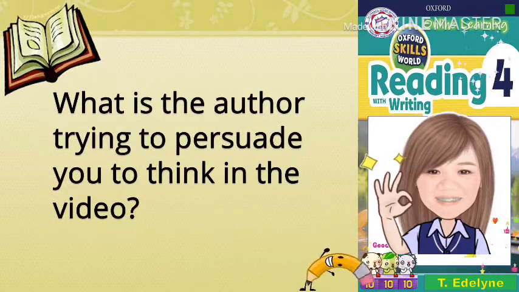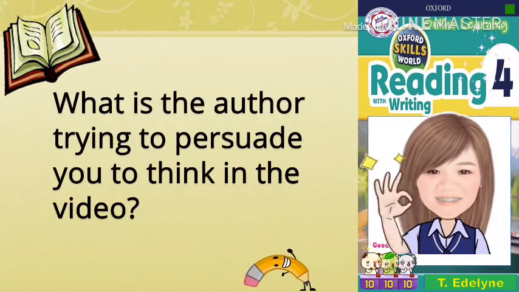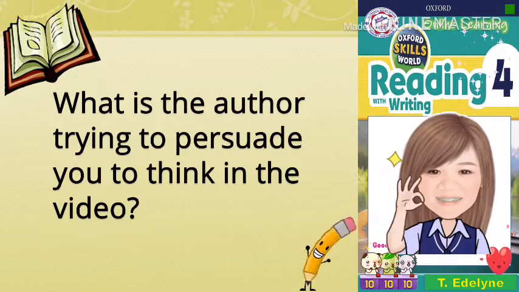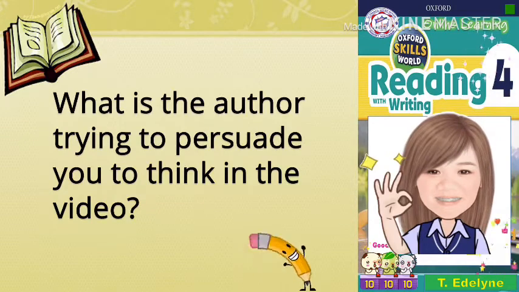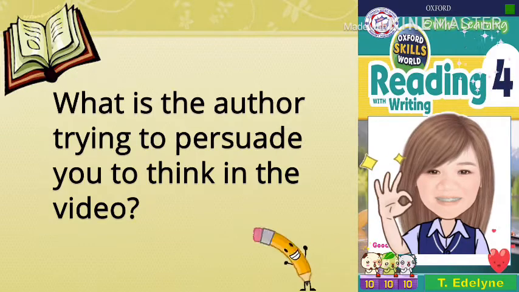Now you're done watching the video, here's my question. What is the author trying to persuade you to think in the video? So the answer is, the author is trying to persuade you to buy the sweet tea, and they also have the unsweetened tea. Alright, you can buy it in McDonald's.